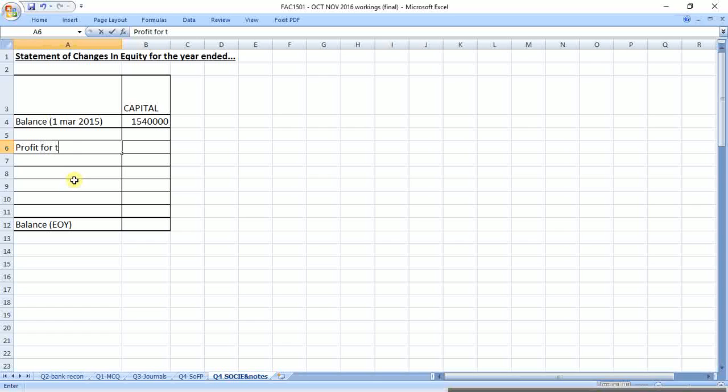So you'll have profit for the year here, and then you'll have less drawings, because drawings will decrease your capital. Drawings is when they take from the business. Do you agree? Yes. So how much is the drawings? 20,000. Good. Minus 20,000. Remember, in accounting, you show that in brackets. Accountants show things in brackets to show negatives.